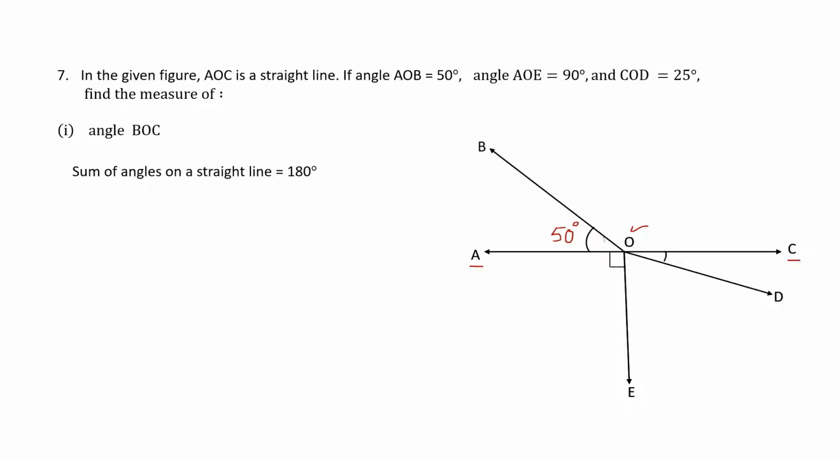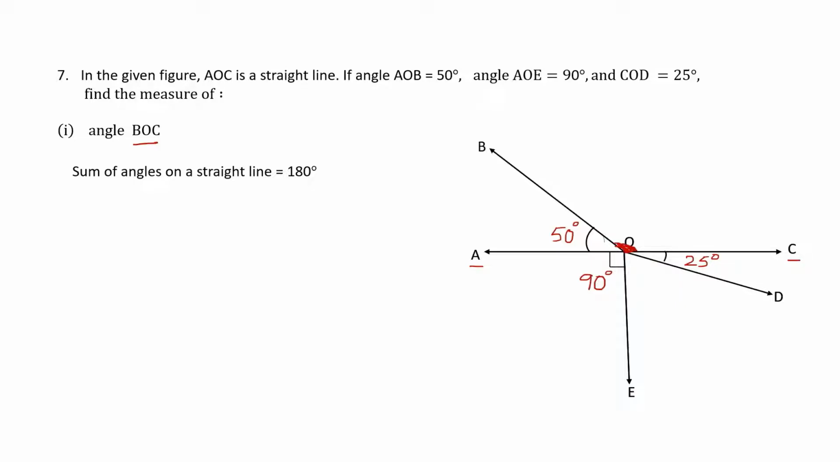Angle AOE, now where is that? AOE is 90 degrees. And angle COD equals 25 degrees. So this side, 25 degrees. We've been asked to find the measure of angle BOC. Now where is BOC? Let's find out. So this is BOC. Can you see this angle, children?